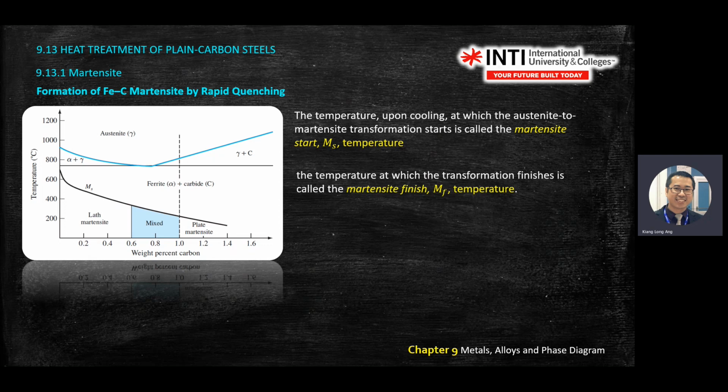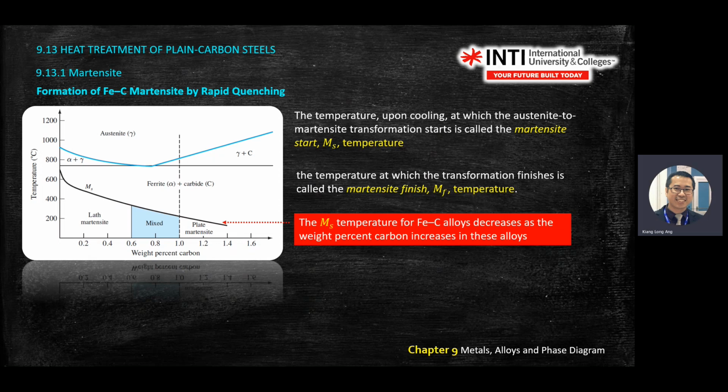Then on the graph here, you have MS, which means you start to get martensite. Then you have MF. The temperature at which the transformation finishes is called martensite finish, or MF. So you have a starting temperature and a low temperature.